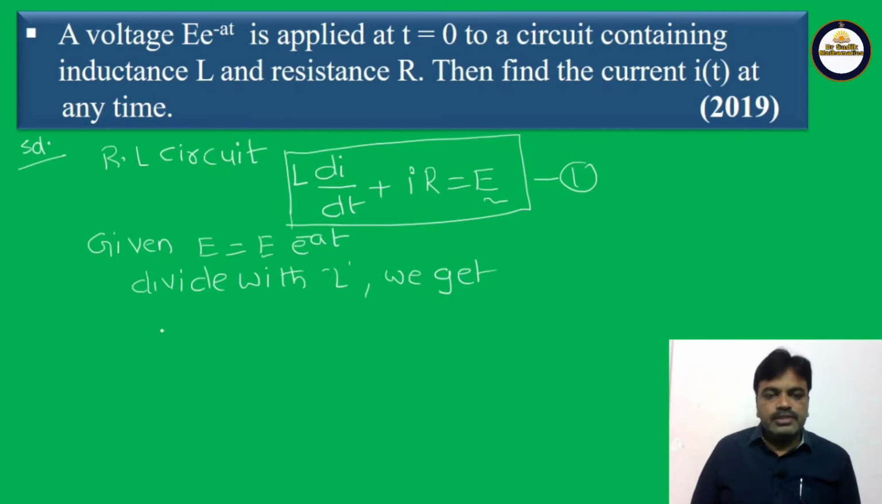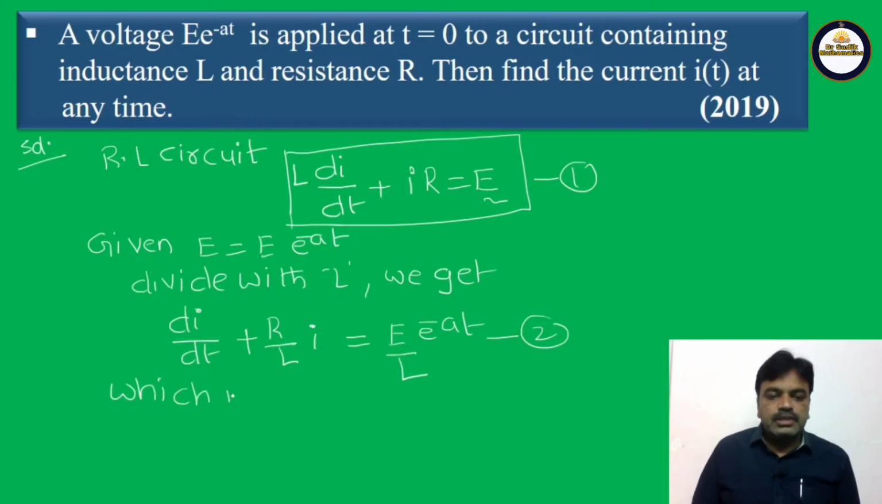We get di by dt plus R by L into I, since R is constant here, is equal to E power minus at divided by L. Which is a linear equation.